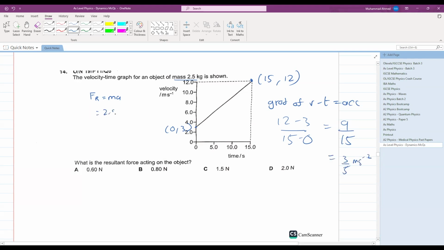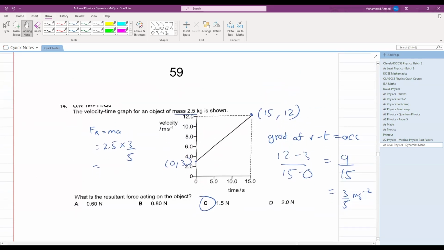What is your resultant force? Mass times acceleration, 2.5 times 3/5. Your answer comes out to be what? Let's calculate it. Your answer for resultant force comes out to be 1.5 Newton. Let's see the question number 59, and the marking scheme also justifies our answer.